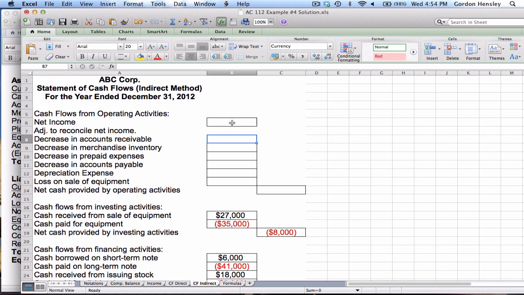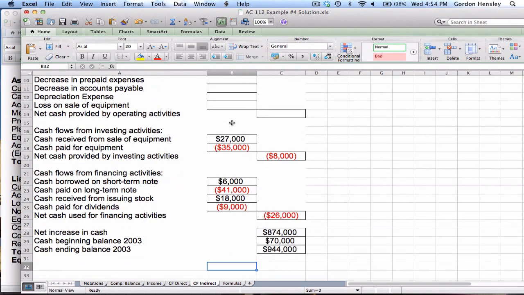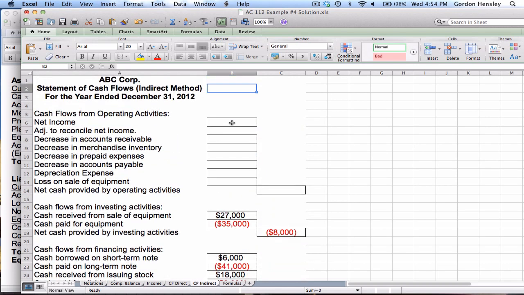Now, we already have quite a bit finished on the indirect method version. We've got the entire bottom half finished, all the investing, all the financing, the cash, because remember, that part of it is not going to be affected. The only part that's a little different is the top part, and that's the operating activities. We're going to do this in a different manner, but the good news is we're still going to get the same answer.